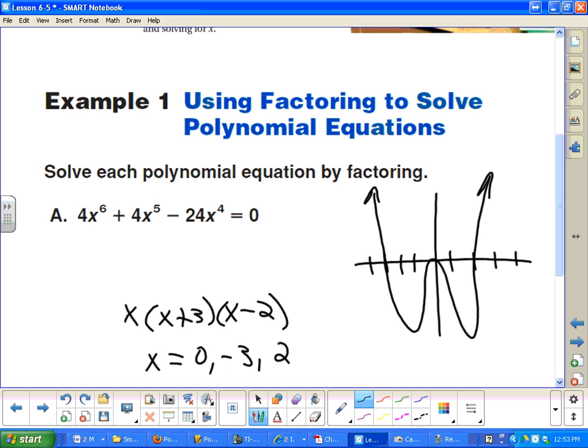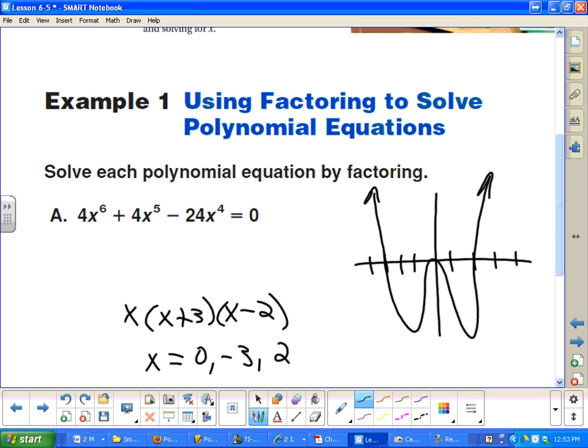So we know that when we factor, we're supposed to look for what first? Why is it x plus 3 and x minus 2, but not x minus 3 and x plus 2? Because they're the opposites. Because when I put 2 in here for x, I get 0. When I put -3 in here for x, I get 0.